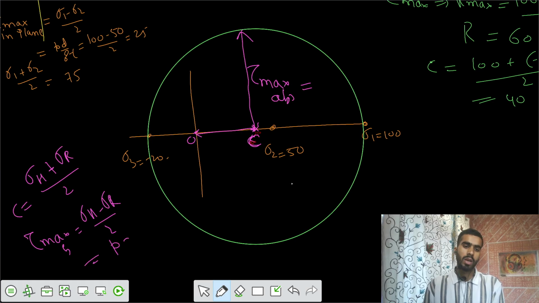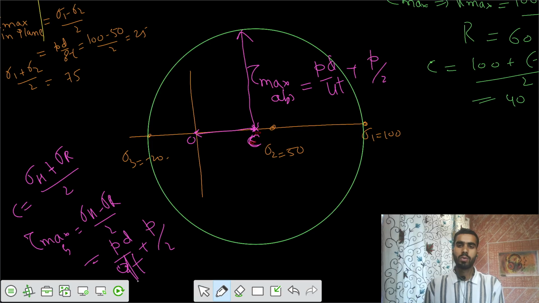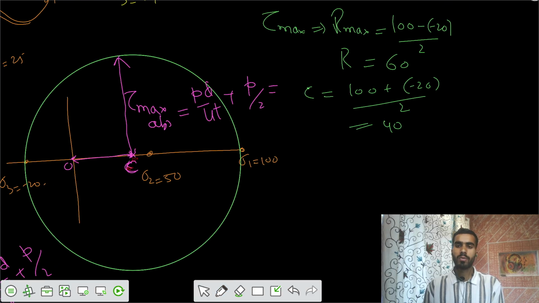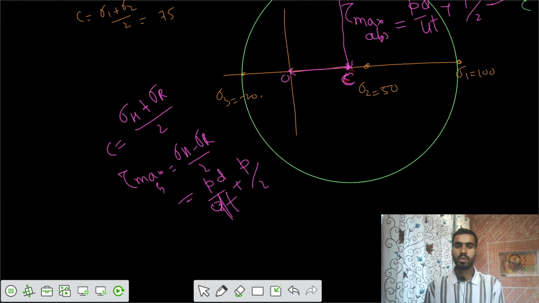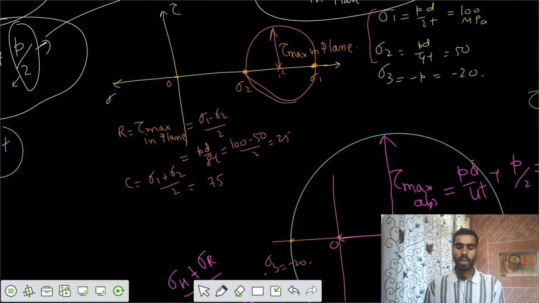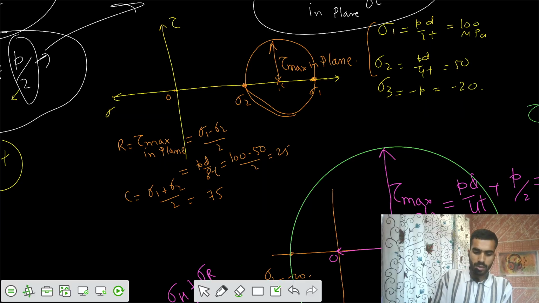That equals PD by 40 plus P by 2. The value for that we took as 60. So that's your 60, and that's your tau max absolute. So that was the end of this concept we have from the cylindrical thin vessels.